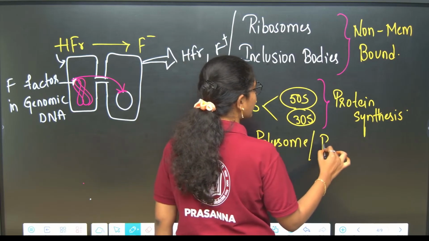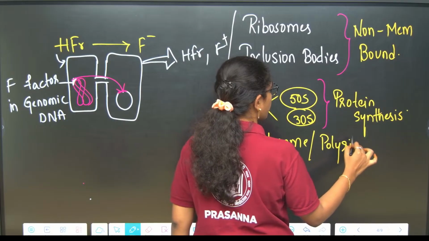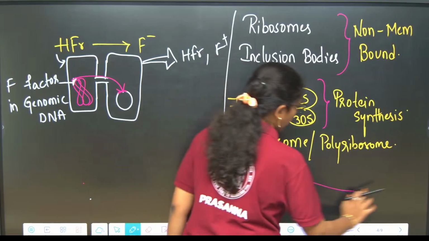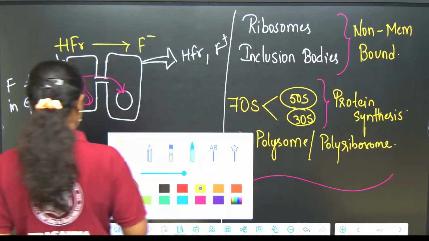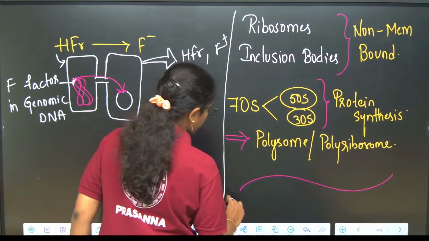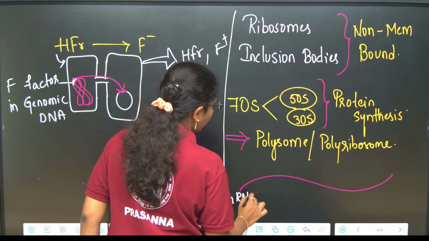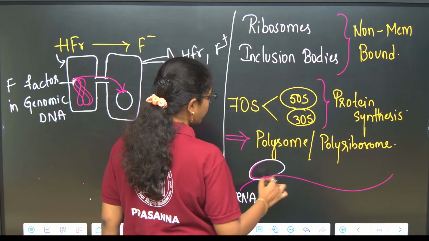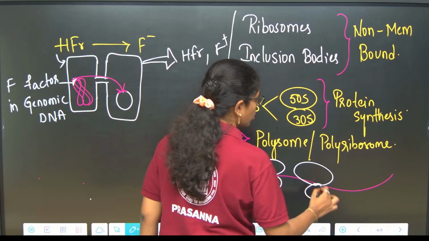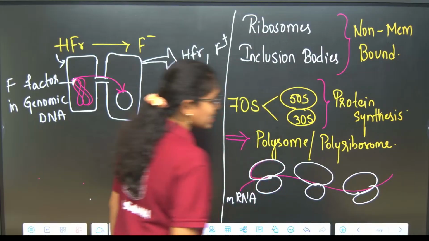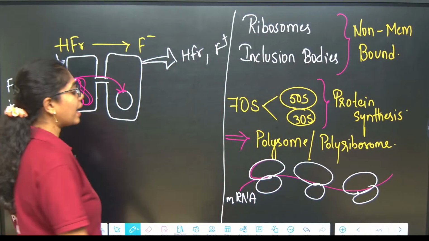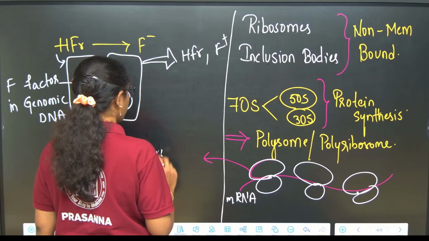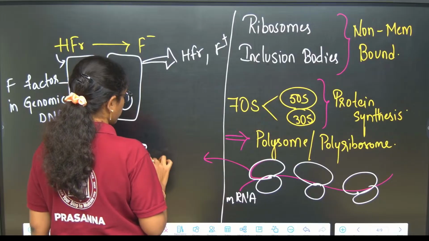or polyribosome condition. Polyribosome condition, which means a single mRNA strand will have many ribosomes present over it, which synthesize multiple proteins and gives rise to polycistronic expression.